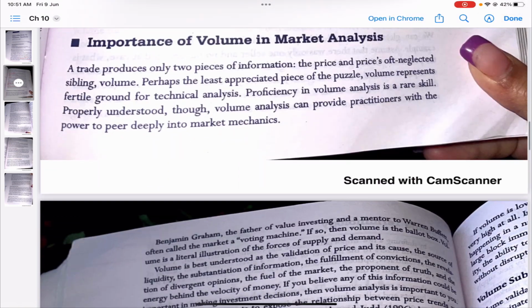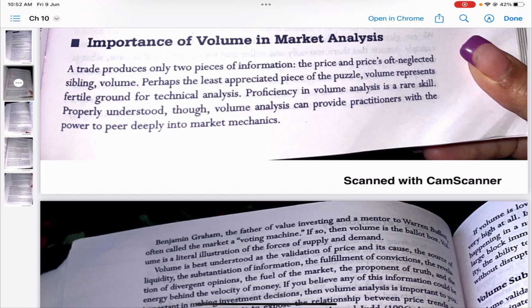Fine? Okay. So now, why is volume analysis important in the first place? Why do I have to take in consideration the volume? Why can't I just trust my indicators, and why can't I just look at the price without combining it with volume? A trade produces only two pieces of information, the price, and the price's oft neglected sibling, which is volume. See, these are the only things which are there. So if you only have to see two things, you need to see both of them, right?